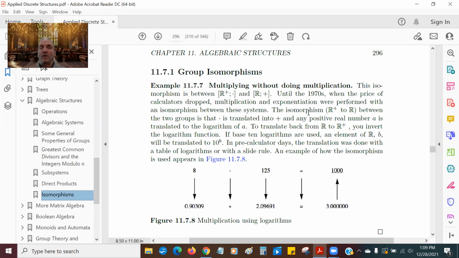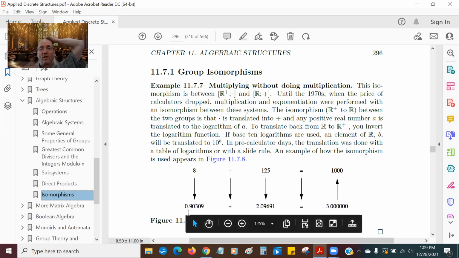And the way the slide rule worked is that it created an isomorphism, a translation rule. That's 8. This number here, 0.90309, that's log 8, base 10. And the dot, which is the multiplication, got translated into a plus, and adding is easier. And here 125, that's the log of 125 base 10.